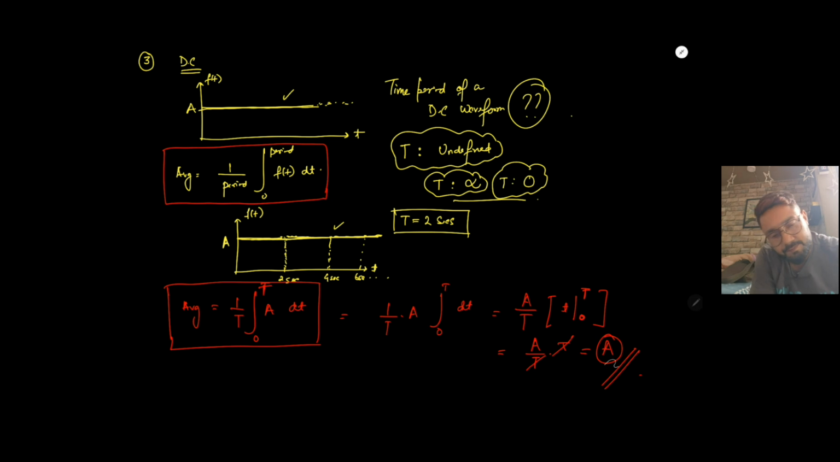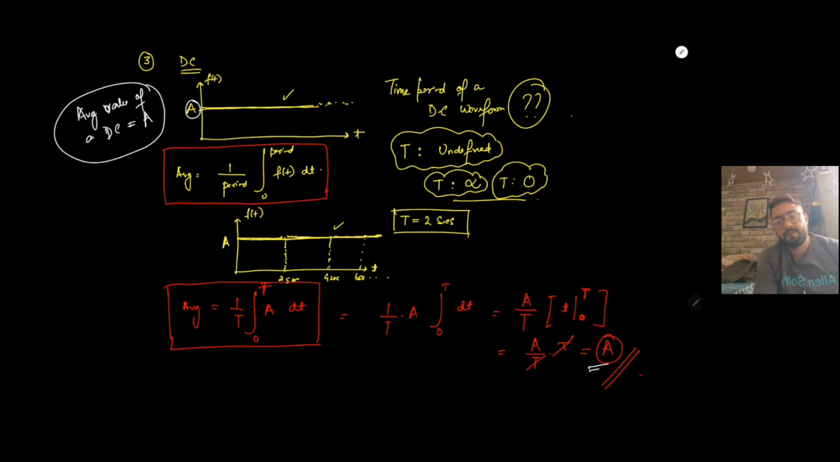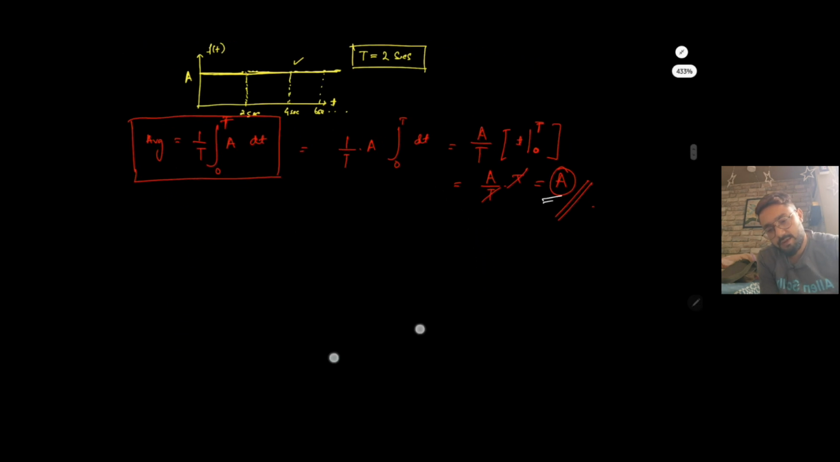Fine. So the average value of a DC signal, where we have considered the DC value as A, will be A. So if you have a DC signal of say 5 volts or 5 amperes, what will be the average value of a 5 volt DC? It will be 5. What will be the average value of a 5 ampere DC? It will be 5. Fine. So let's consider another waveform.